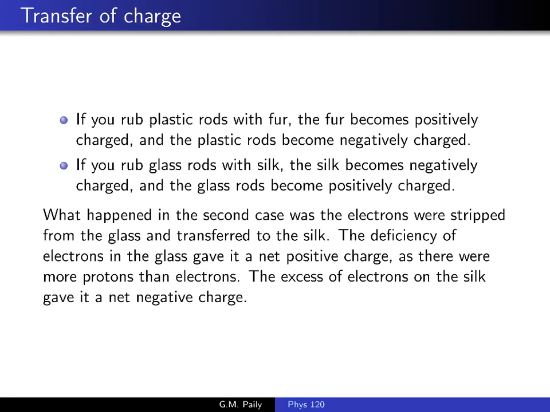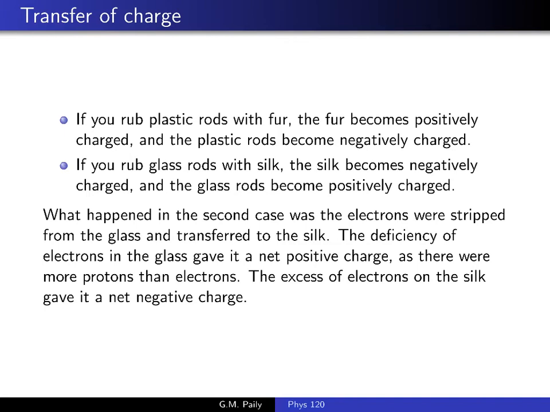If you rub plastic rods with fur, the fur becomes positively charged and the plastic rods become negatively charged. If you rub glass rods with silk, the silk becomes negatively charged and the glass rods become positively charged. This was in fact actually how they first decided the conventions of positive and negative.